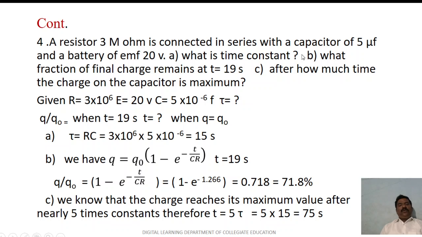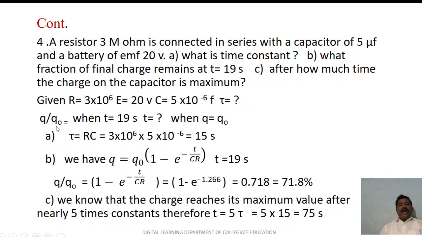When you look at this problem, we have the combination of resistor and capacitor, and the fraction of charge at t is equal to 19 seconds means it is understood that it is the charging of the capacitor, or growth in the capacitor. So they are given R is equal to 3 mega ohms, 3 mega means 3 into 10 to the power of 6, and E is equal to 20 volts, C is equal to 5 microfarads. So first thing you want to calculate is tau.